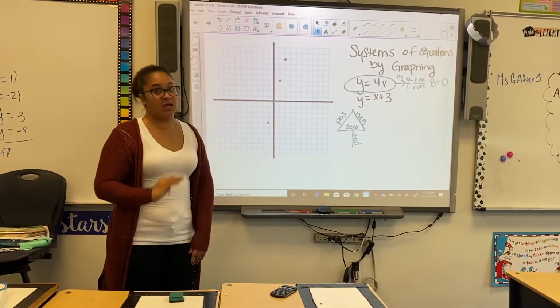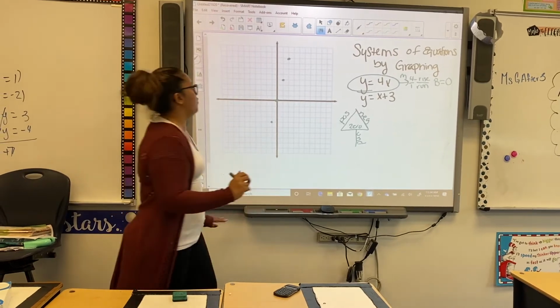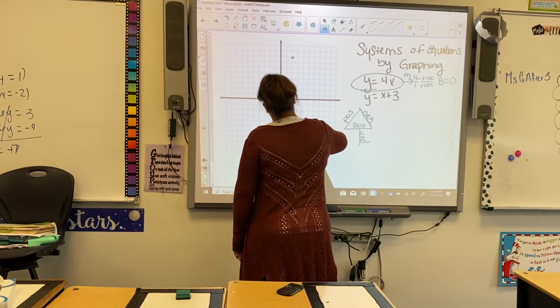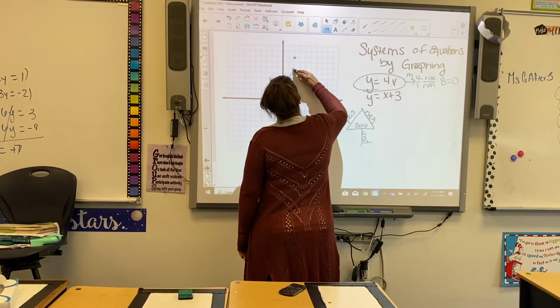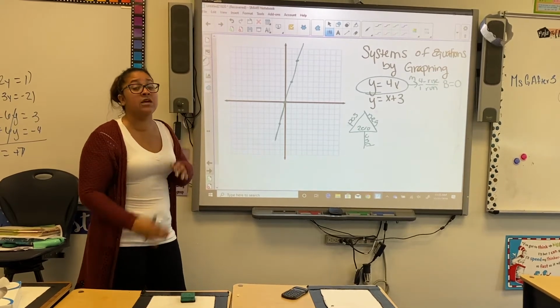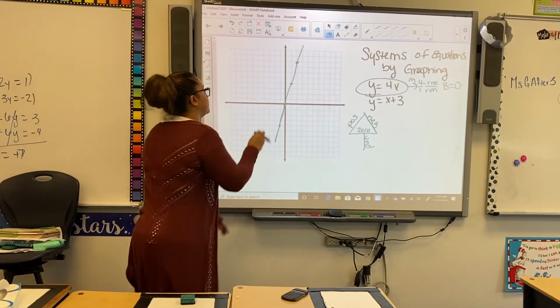We all know Miss G cannot draw a line to save her life, but we're going to do as best as we can. This is why I tell you guys to make sure that you have a ruler so that you can go through all the points properly so that you can really see where they're intersecting, okay?